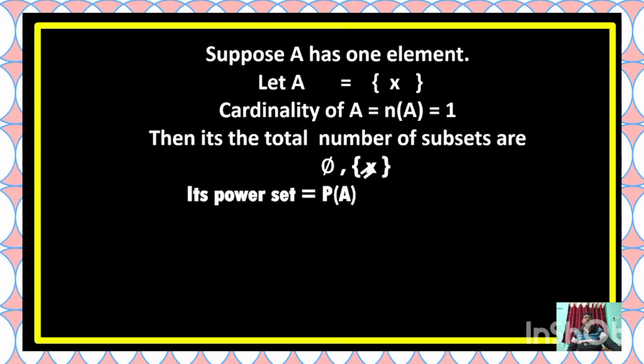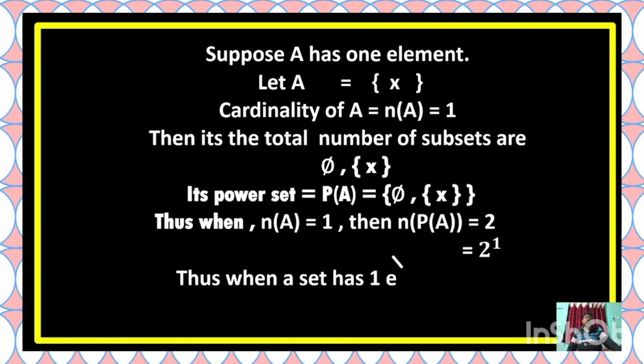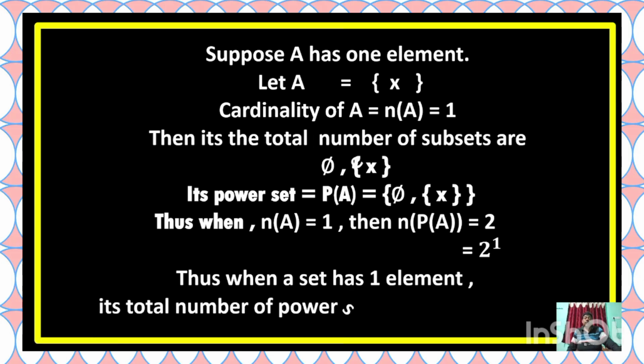Hence, if you write in the power set, all subsets can be retained as elements, and that resulting set will be the power set. So the power set of A, by taking all the subsets of A, is shown, and you can see this is the power set of A. And clearly you see when the cardinality of the set A is 1, the cardinality of the power set is 2, and you can write 2 to the power 1, yes or no? Thus when a set has one element, the total number of elements in the power set, or the total number of subsets of the set A, is 2 to the power 1.